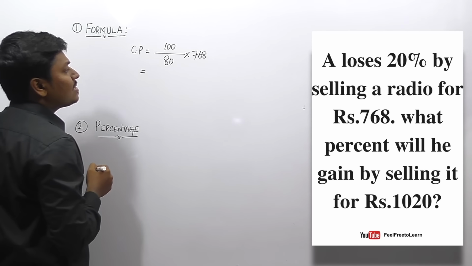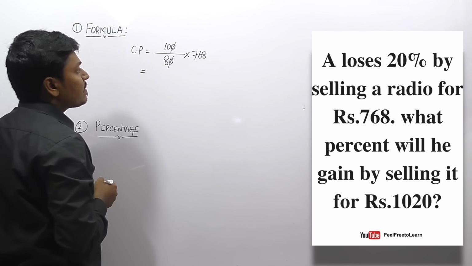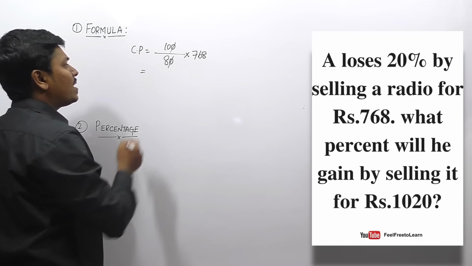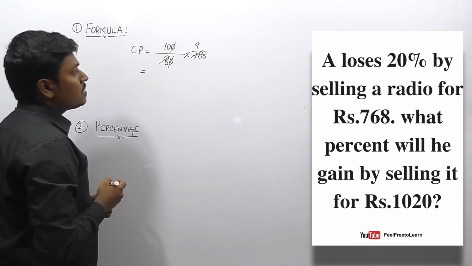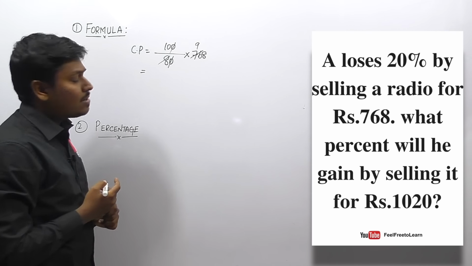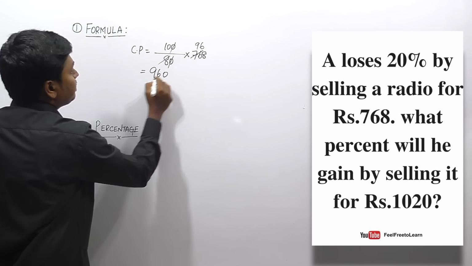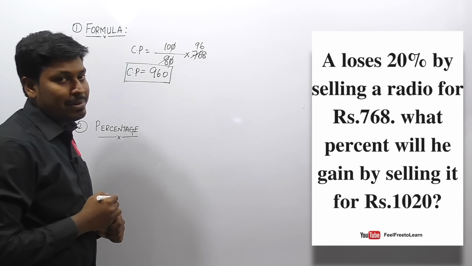So friends, when we cancel this, 768, right? We can cancel 0 and 0. Similarly, 9 8s are 72, it will be 9 times. So the remainder will be 4, which is 48. So 8 6s are 48, so it will be 96. 96 into 10 will be 960. So finally, we found the cost price of the radio will be 960.